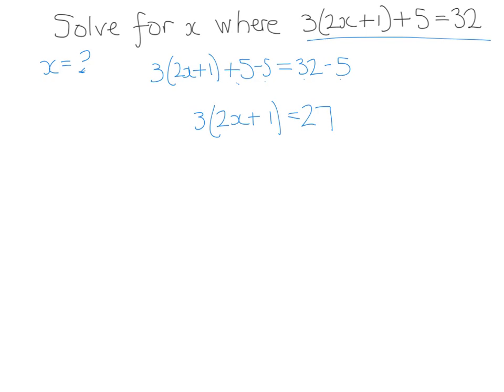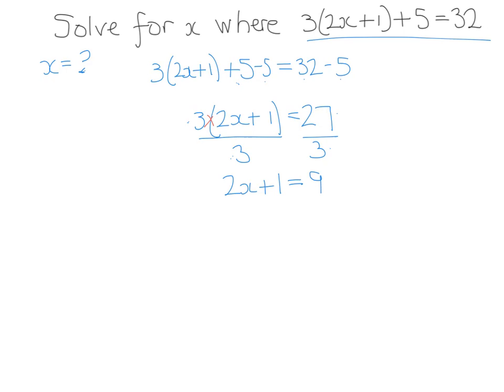Alrighty, well that leaves me looking at a much easier equation to solve than previously. Now the next thing I'm going to do is to get rid of this times by 3. Now the opposite of timesing by 3 is dividing by 3, and I'll do that to both sides as well. So times by 3, divide by 3, cancels out and leaves me with 2x + 1. And 27 divided by 3 is 9.